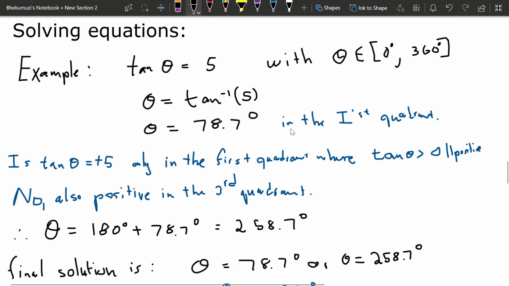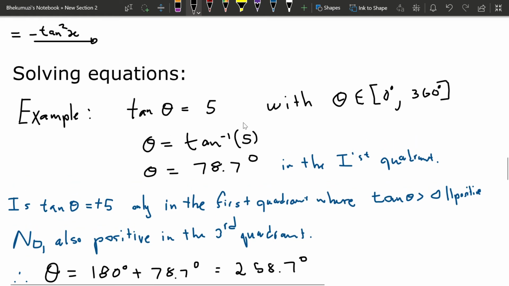Solving equations, especially in trigonometry, is a bit trickier. For instance, if you're given tan theta equals 5, and the solution you're looking for is between 0 degrees and 360 degrees, what you do is use the inverse, arc tan 5, and that will give you 78.7 degrees. This 78.7 degrees is between 0 and 90 degrees, so it's in the first quadrant.